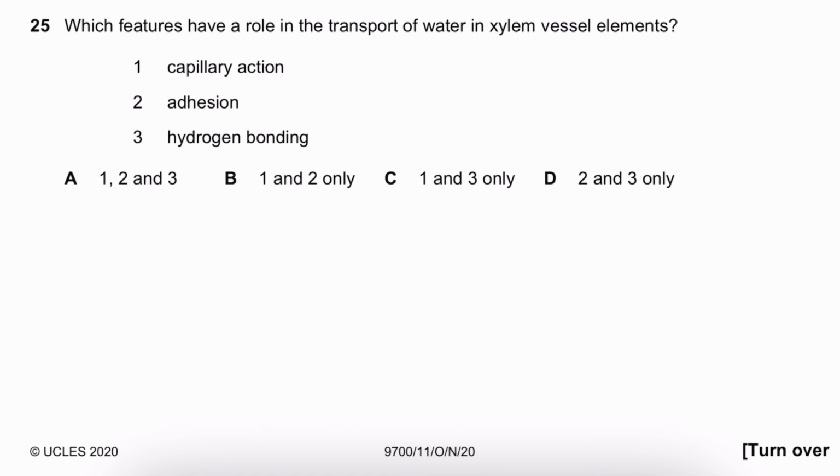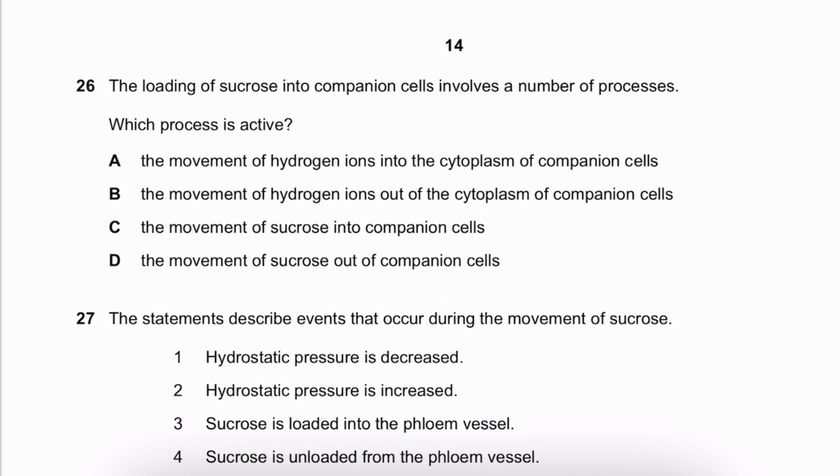them to bond together. Which features have a role in the transport of water in xylem vessel elements? Capillary action, adhesion, hydrogen bonding. Actually, all of those. The loading of sucrose into companion cells involves a number of processes. Which process is active? The movement of hydrogen ions into the cytoplasm of companion cells.